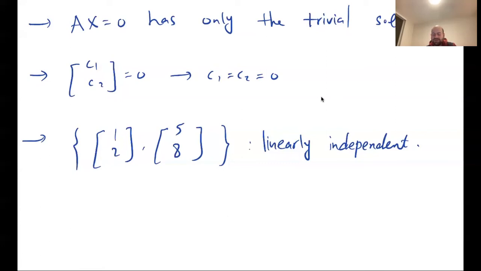Now, another important concept you learned in Math 252, and I want to give you a reminder, is linear transformations. Let V and W be vector spaces, and let T be a transformation, which means it's a function.